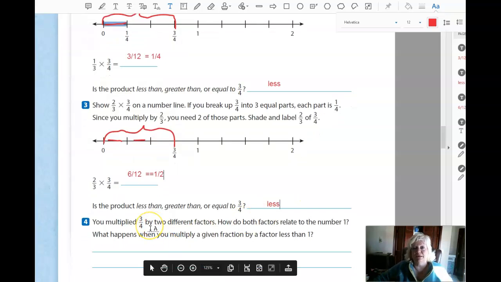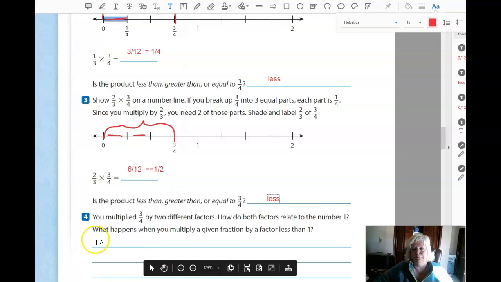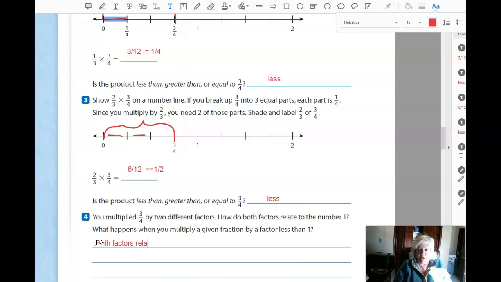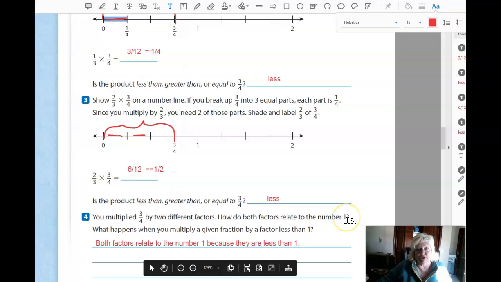Okay, you multiplied 3/4 by 2 different factors. We multiplied it by 1/3, then we multiplied it by 2/3. How do both factors relate to the number 1? So I'm going to turn that around and say both factors relate to the number 1 because they are less than 1, period. Now that's the first part of my question. Let's look at the next one.